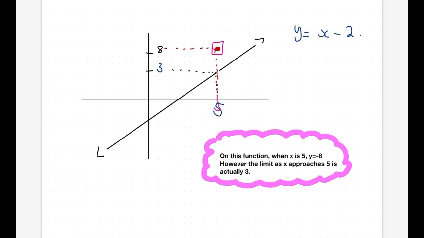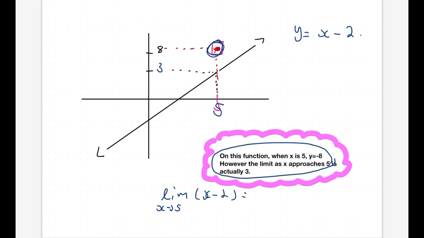Okay? So we call that a piecewise function, where a piece of it doesn't actually follow the trend of the rest of the graph. For some reason, the graph goes this way, and then when it gets to 5, it jumps up to there, then it continues this way. So because of that, on this function, when x is 5, the y value is 8. But the limit as x approaches 5 of this graph is 3.